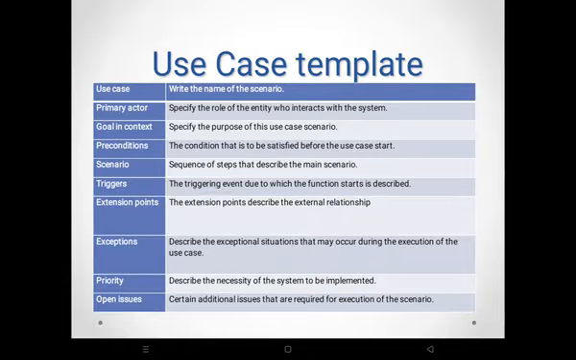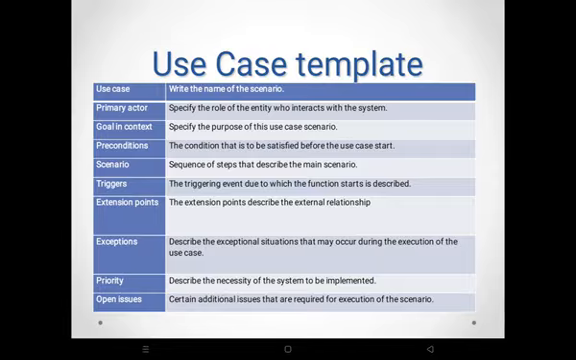Okay, this is the use case template. Again, I tell you, in a use case we write the name of the use case scenario, the primary actor who interacts with the system, goal in context meaning purpose, precondition, what are the conditions that must be satisfied before we start the use case. Scenario represents the sequence of actions. Trigger, the triggering event due to which the function starts is described. Extension point specifies the external relationship. Exception, the exceptional situation that may occur during the execution of the use case.